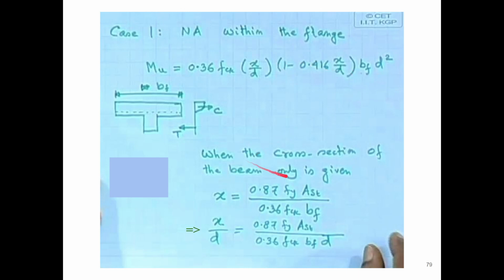bf d square. So when the cross section of the beam only is given, x will be equal to 0.87 fy Ast by 0.36 fck bf, where x by d will be this one. Okay, 0.87 fy Ast by 0.36 fck bf d. So that is simple. It is like designing a simple beam when the neutral axis is within the flange, or the Df by d value is quite high. Then we just have to convert b into bf, and everything else will be the same.